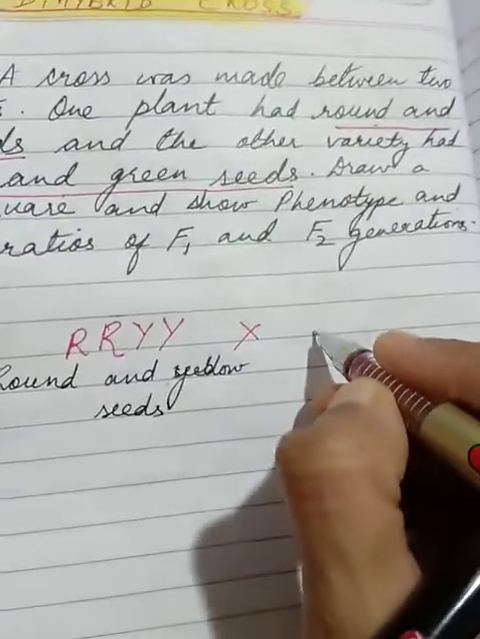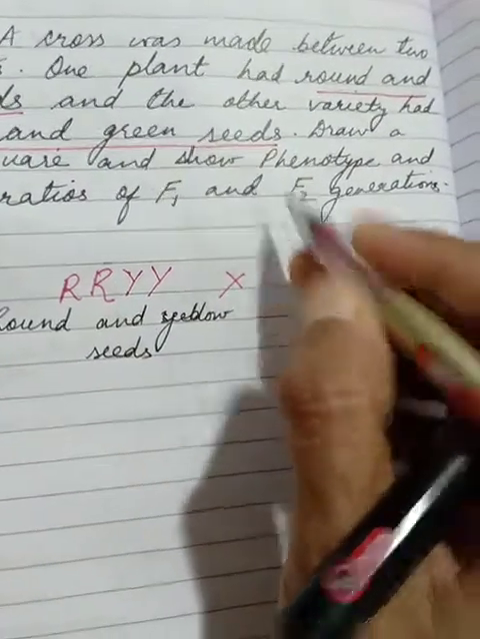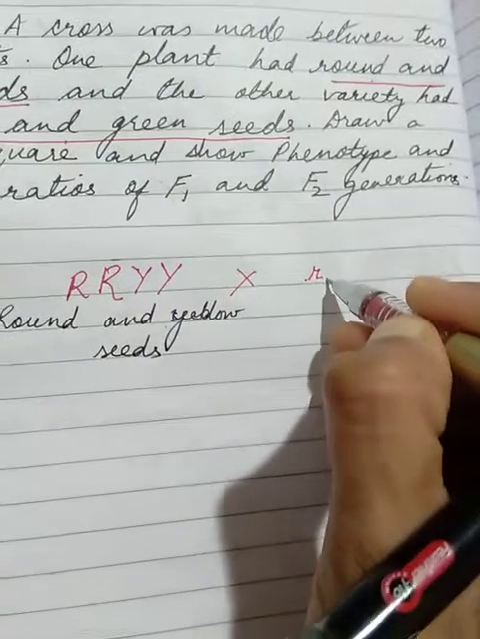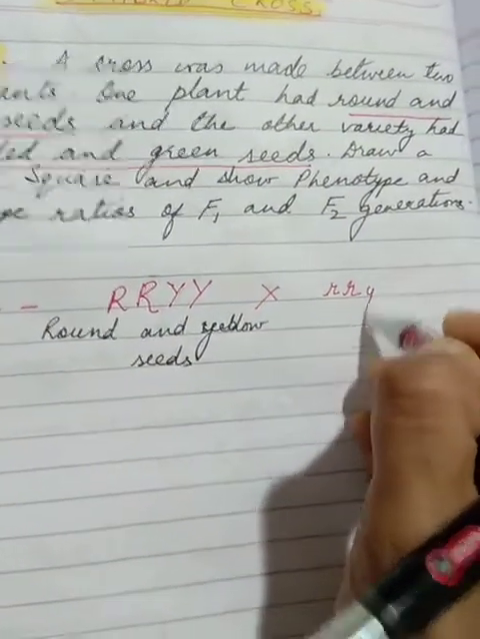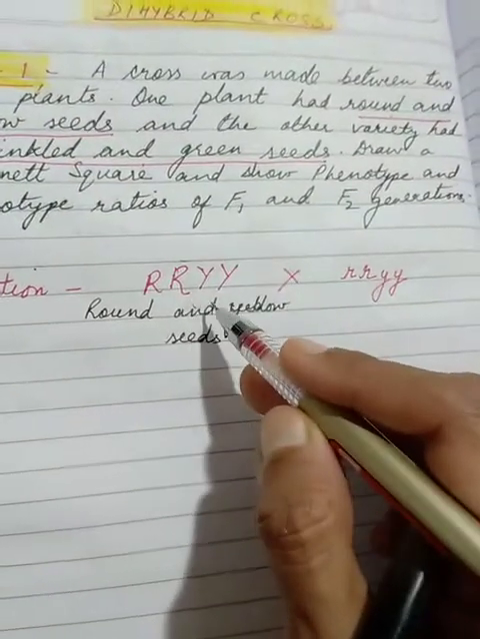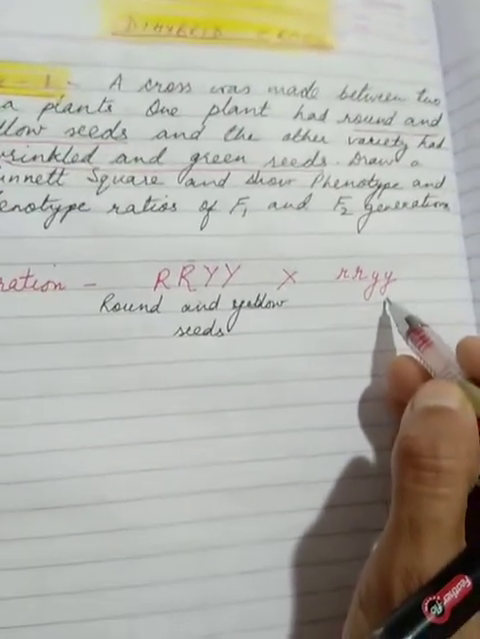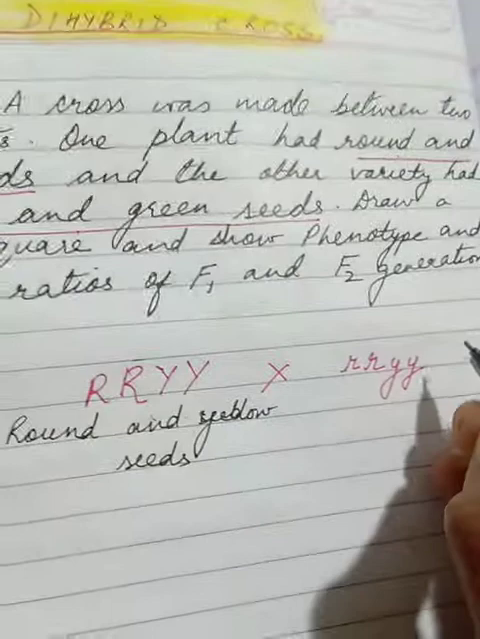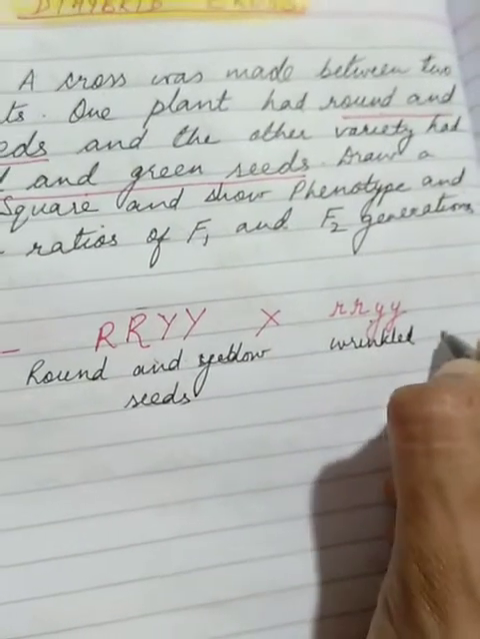Alright, and the other is just the contrast. What should it be? Small alphabets, because the other is wrinkled and green. We will not choose the alphabet W or G, but it will be the same alphabet, small r, because the dominant will be given priority, and small y, small y. So this alphabet capital itself tells you that this is dominant, and small itself hints that yes, it is recessive. So let's write it below. This becomes wrinkled and green seeds.